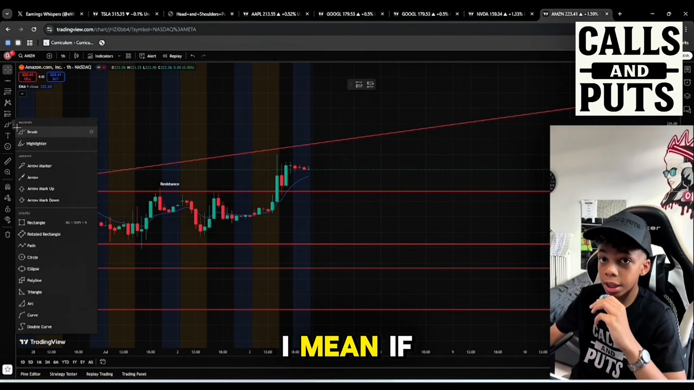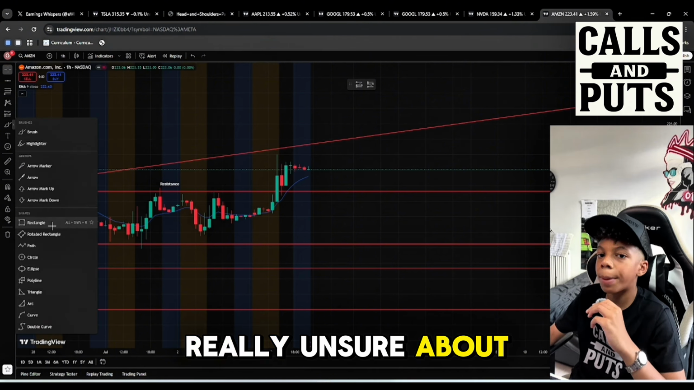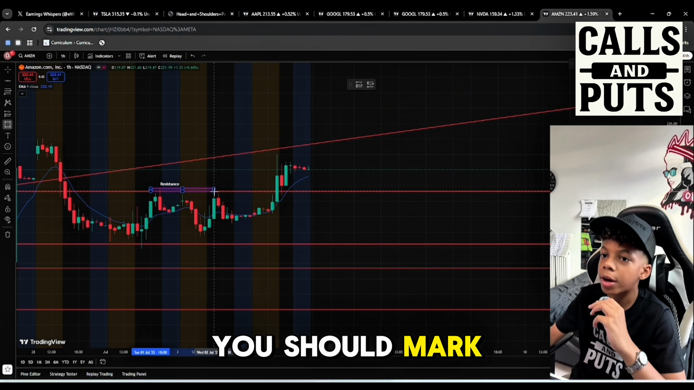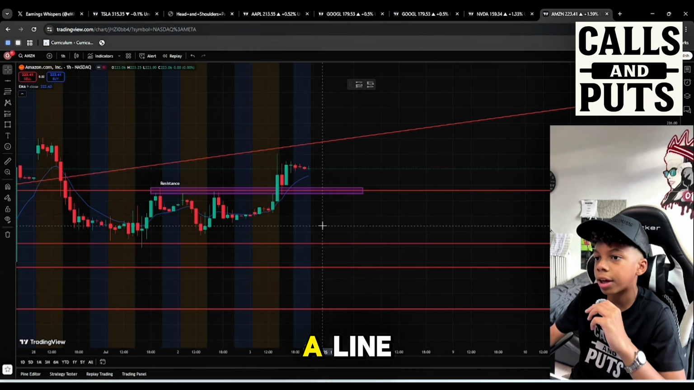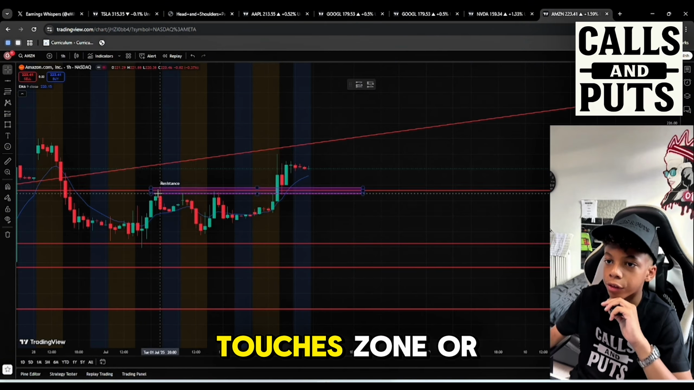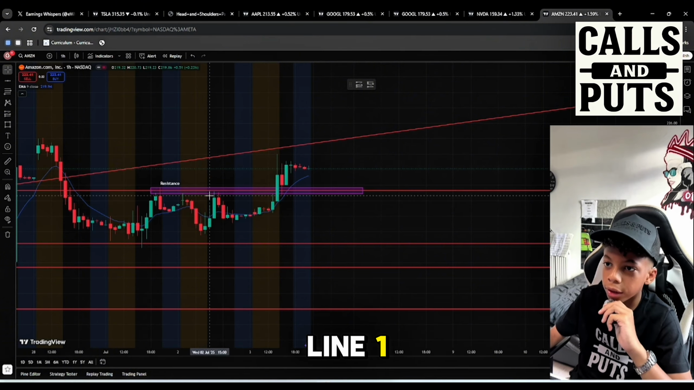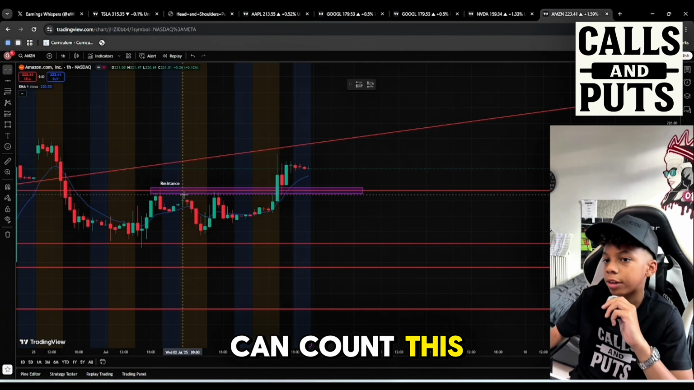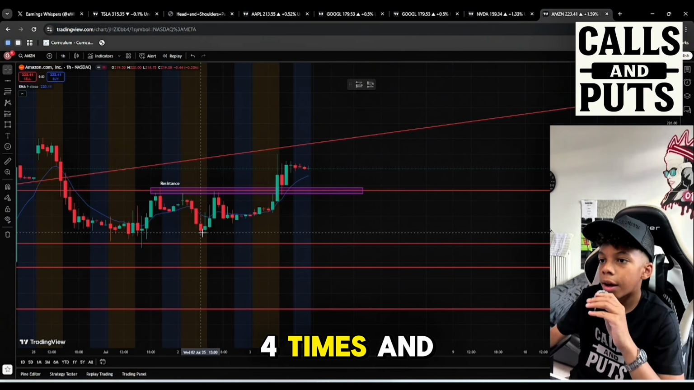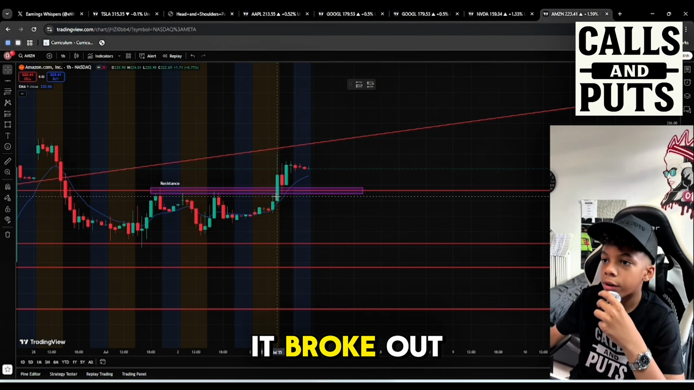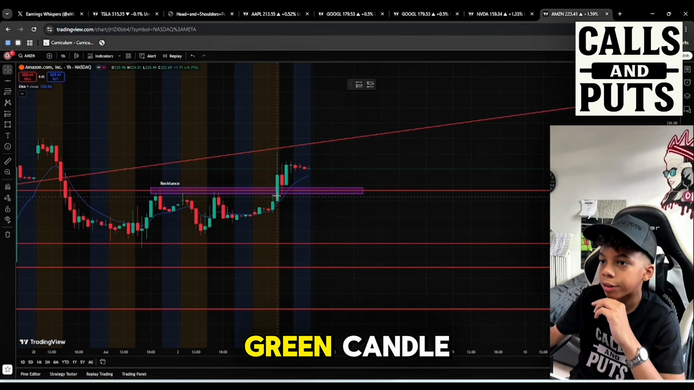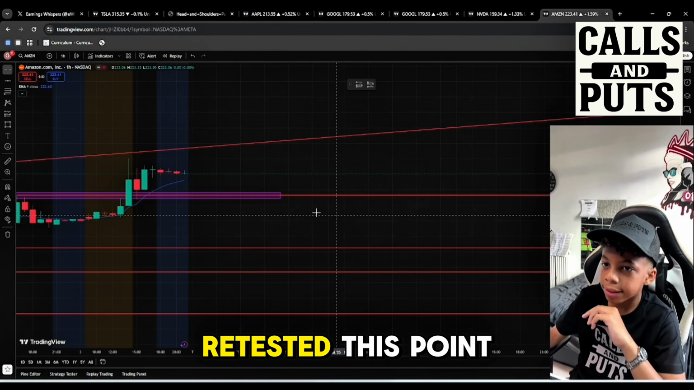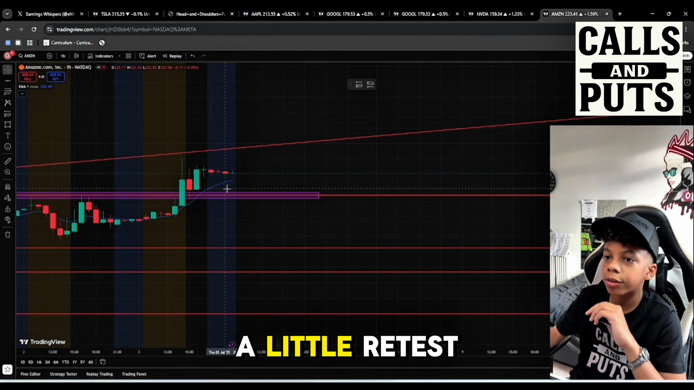If you guys are really unsure, you should mark it out with a rectangle as a zone instead of just a line. So as you can see, it touches the zone or line 1, 2, 3. You can count this as 4 times. And as you can see, it broke out with a medium to strong green candle, and then it retested this point right here, a little retest.